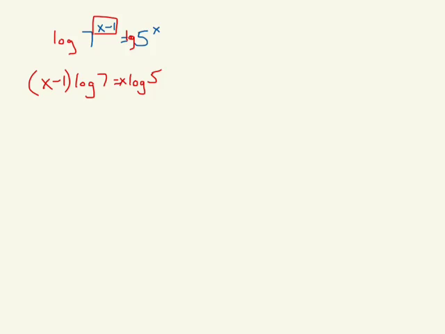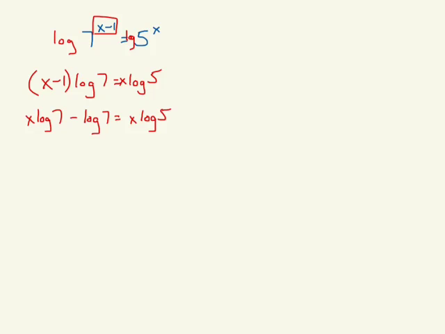Now, as I do this, I'm simply going to keep that log of 7 and that log of 5. They are just numbers. I'm just going to use them as much as I can as just numbers. It means a little extra writing, but I'm going to distribute the log of 7, I should say. So x times the log of 7 and negative 1 times the log of 7 equals x log of 5. And I'm going to solve for x.